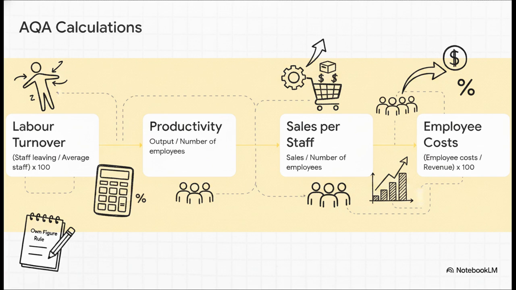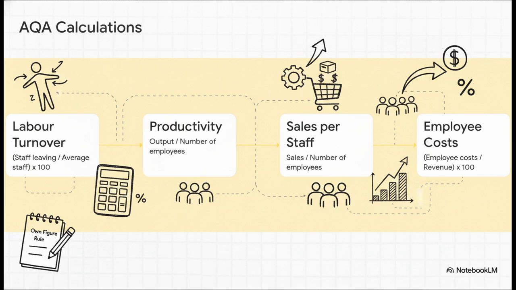First up, labor turnover percentage. That's your staff leaving divided by average staff employed times 100. Second is employee productivity, which is total output divided by the number of employees. Third, sales per employee. Pretty straightforward. Total sales divided by the number of employees. And finally, employee costs as a percentage of revenue, which is employee costs divided by revenue times 100.